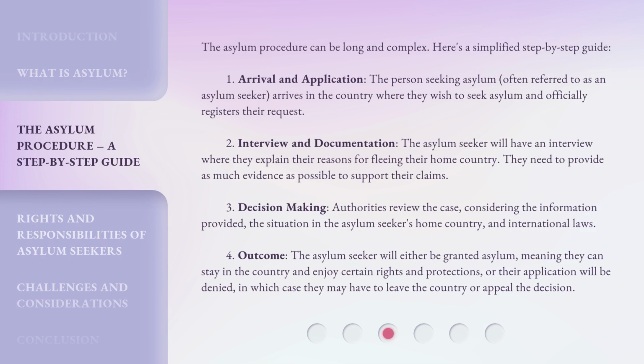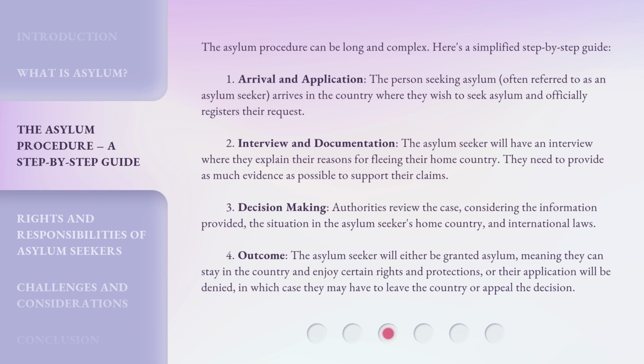The asylum procedure can be long and complex. Here's a simplified step-by-step guide. 1. Arrival and application. The person seeking asylum, often referred to as an asylum seeker, arrives in the country where they wish to seek asylum and officially registers their request. 2. Interview and documentation. The asylum seeker will have an interview where they explain their reasons for fleeing their home country. They need to provide as much evidence as possible to support their claims.